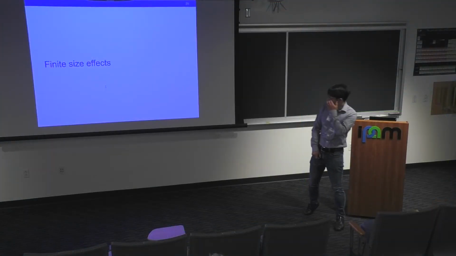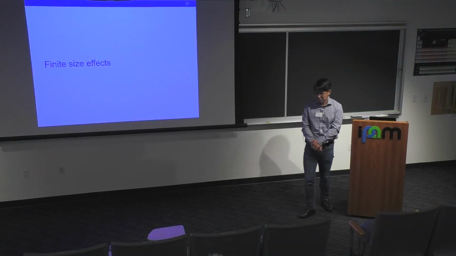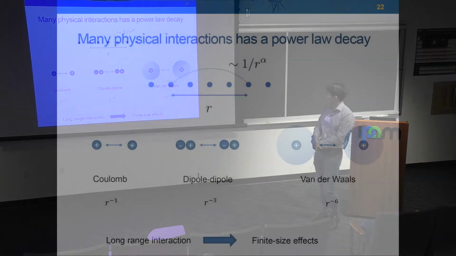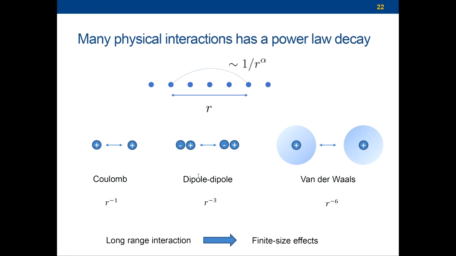So then let me talk about finite size effects. We have learned from one of our main organizers, Alexander Tkachenko, and there have been many discussions throughout this long program about the physical interactions and power law decays. Most physical interactions interact with a power law. So the Coulomb interaction goes like 1 over r, and dipole-dipole goes like 1 over r cubed.